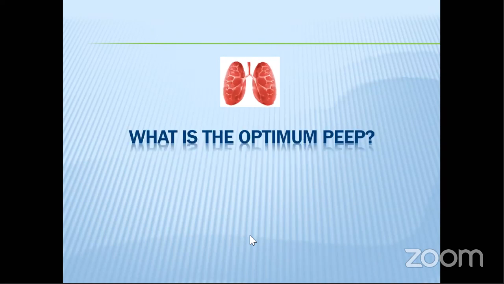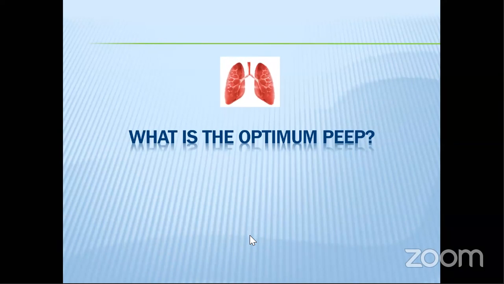But we should keep in mind that if you increase your PEEP, it will compromise your hemodynamics, because increased PEEP will increase intrathoracic pressure, decrease venous return, decrease cardiac output, decrease mean arterial blood pressure, and decrease perfusion.